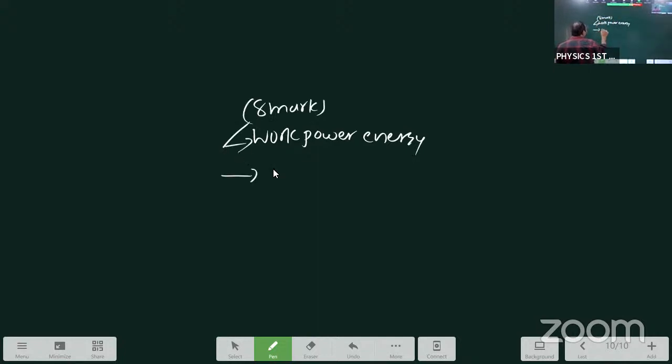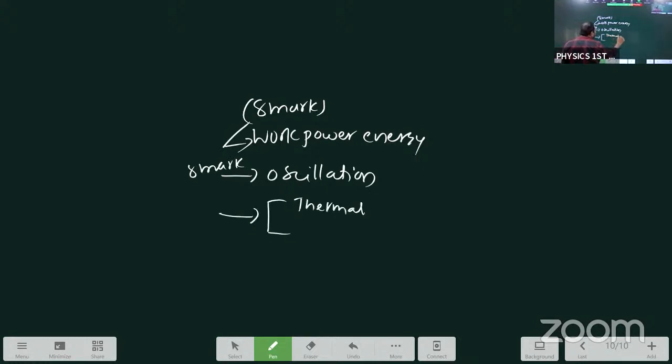One is work, power, energy. This is the 8 marks LAQ, LAQ from work, power, energy. Oscillations, this one is also 8 marks. One more, thermal properties of matter. Overall, I am writing the heat lesson.